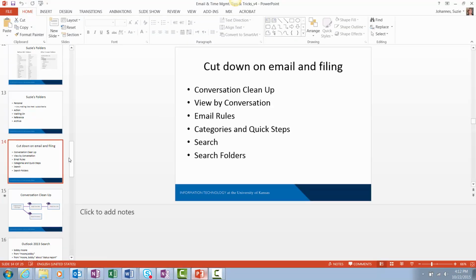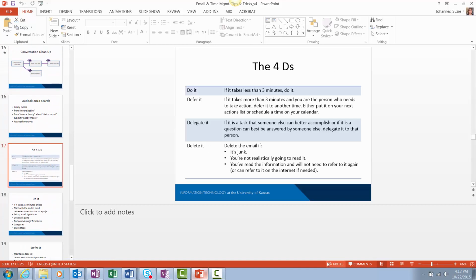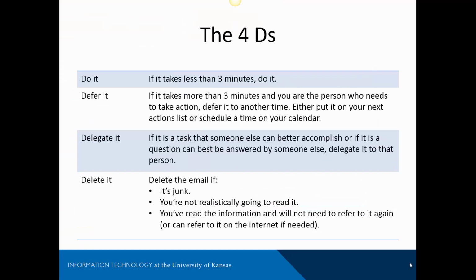Okay, so getting to the 4Ds, like I mentioned, the 4Ds are do it, defer it, delegate it, delete it. Do it: if it takes less than 3 minutes, go ahead and do it. The goal here is that you're processing your email. You want to get through all of your email, because there might be something buried that's higher priority than you think. So if it takes less than 3 minutes, you'll go ahead and take care of it, then keep working, processing your email.